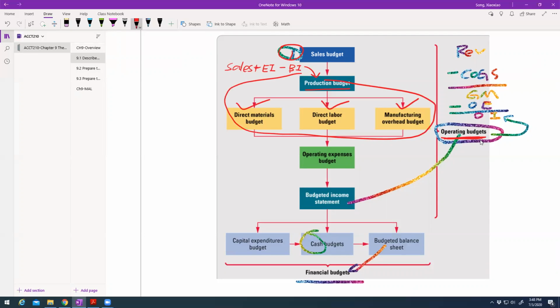And then you also have the operating expense budget. One thing is bad debt expense. It's related with your credit sales. So once you have that, revenue minus cost of goods sold gives you gross margin, minus your operating expense gives you the budgeted income statement.